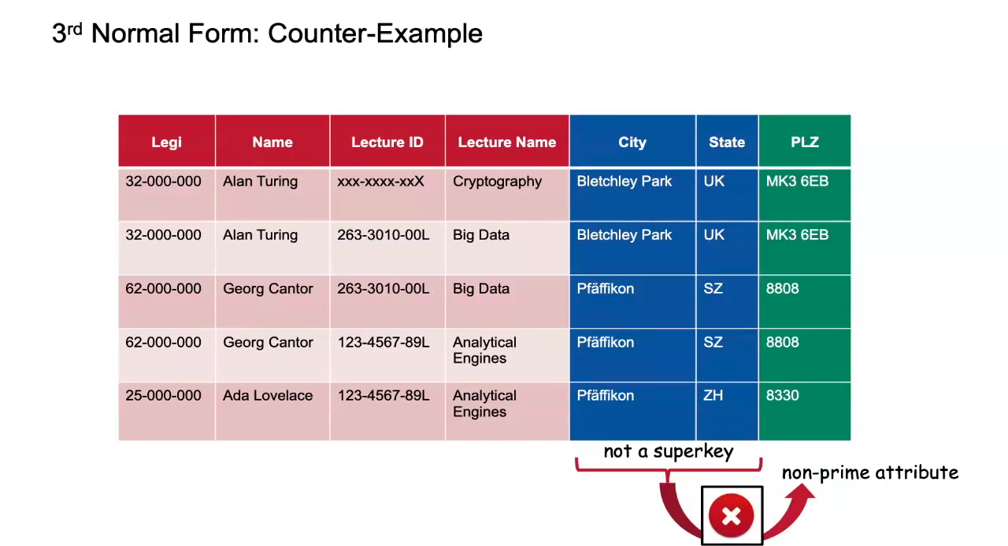The postal code, the zip code, is dependent on the CT and the state. If I give you a CT and a state, you can give me a zip code, right? Of course, it's an oversimplification of reality. I mean, in Zurich, there are multiple zip codes, but just to give you an idea, right? So that's the third normal form.